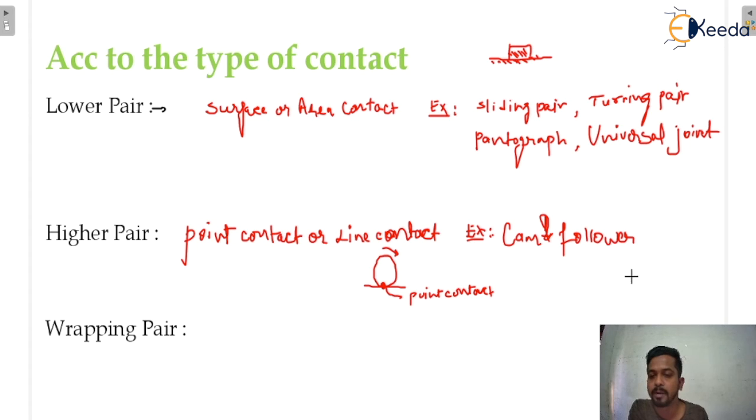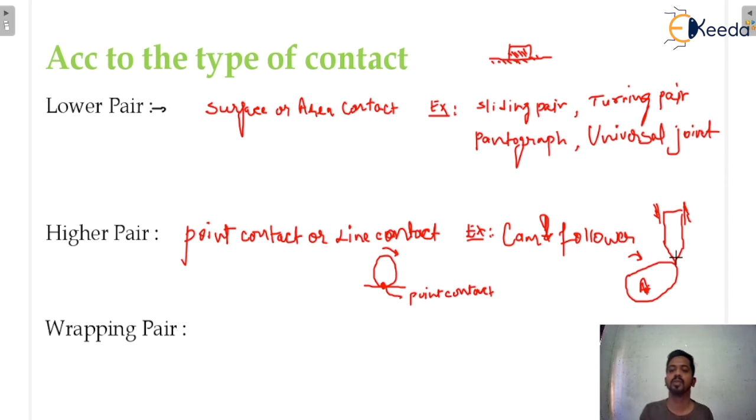If you want to know the graphical representation of cam and follower, it would be like that. There is always a point contact. The follower will slide here, and the cam is going to rotate. This will make the point contact, you can see here, and that is why cam and follower make a higher pair.